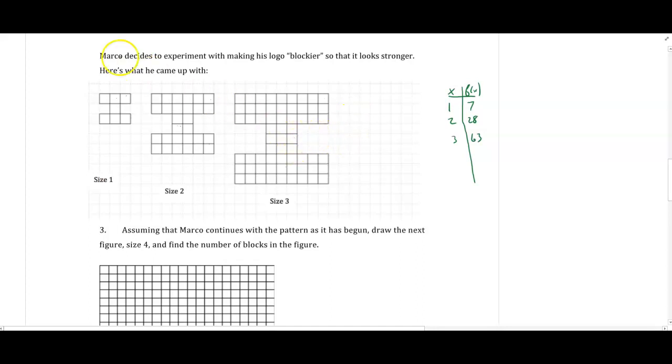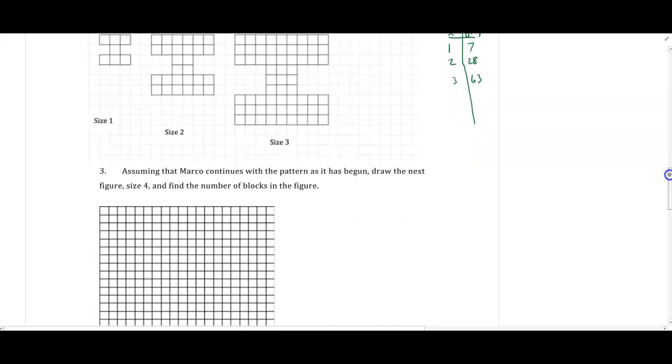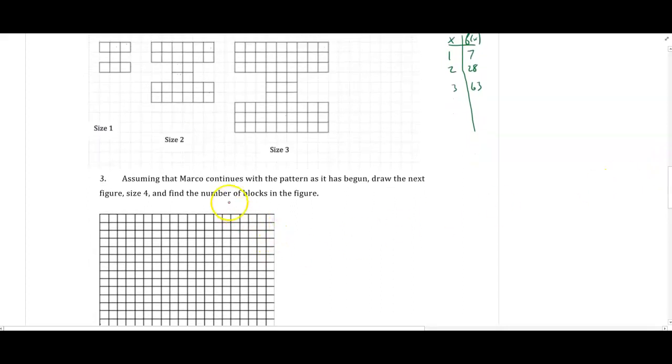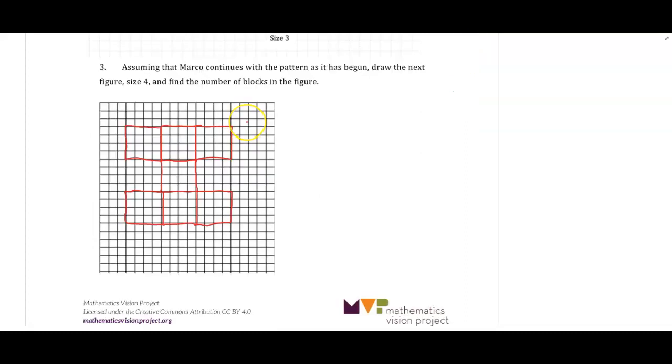Now, the questions here are asking, number 1, assuming Marco continues this pattern as it has begun, draw the next figure, for size 4. Now, I'm going to go ahead and draw a size 4, but I would like you to pause the video first and try to draw a size 4. So if you go and draw a size 4, this is what you should get it to look like.